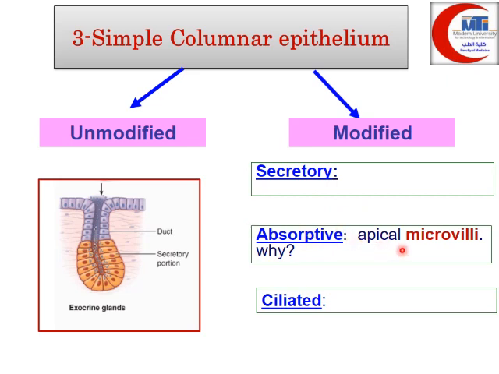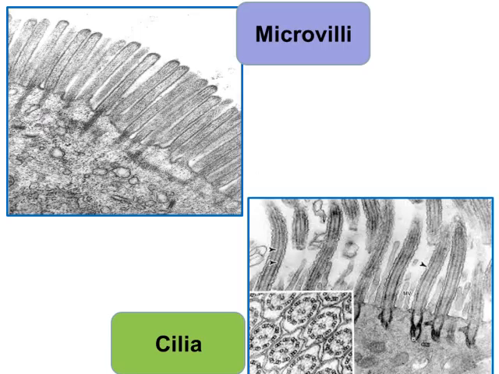To perform this function, the apical part of the cell is provided with structures called microvilli, which are finger-like projections that increase the surface area for absorption. Also, the simple columnar epithelium might be ciliated. Its apical surface is provided with cilia, and it is present in the lining epithelium.